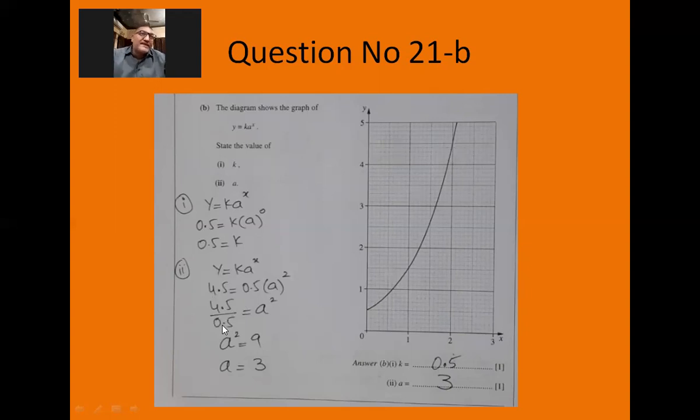This thing will go on the other side. It will divide. So a raised to power 2 equals 4.5 divided by 0.5, and that will be 9. And so a squared is equal to 9. So take the square root on both sides. So a is plus or minus 3. So a will be equal to plus 3, because here the a value will be taken as plus 3. So this was question number 21. Hopefully you understand.